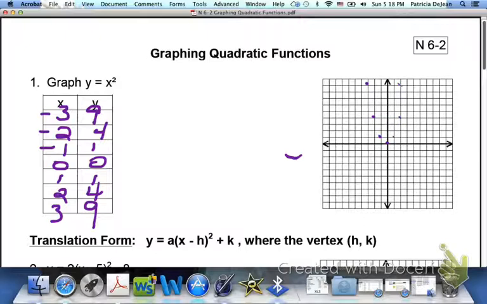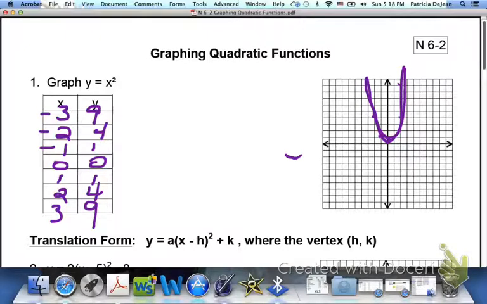Okay, and then we can draw our line through these. Hopefully you'll do a little better job than that. Whoops. Okay. And that's our basic parent quadratic function. We reviewed that the other day.